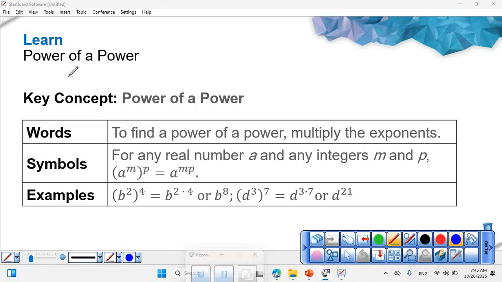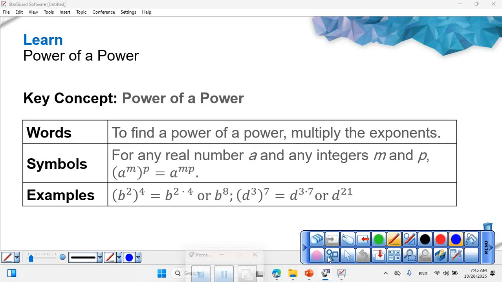Our lesson today is properties of exponents. This is the second property, power of a power. For example, here, as you see, a to the power m, to the power b. The answer is a to the power m times b. Yes, the product of exponents, as you see. For example, here, b to the power 2, all to the power 4. The answer is b to the power 2 times 4. The last answer, b to the power 8.